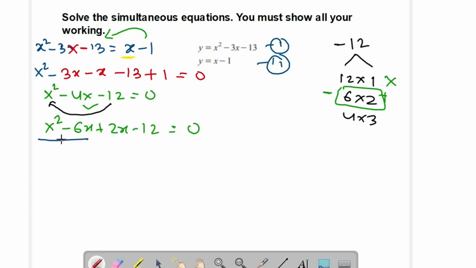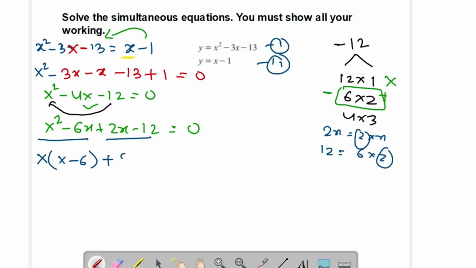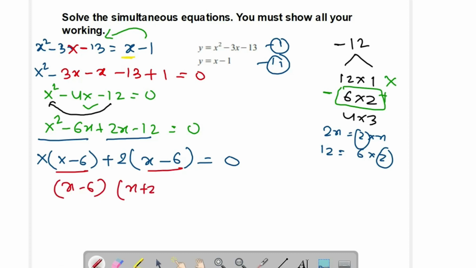Now we can do the grouping of these two. We write x common, x minus 6, and 2 into x. And 12 we can write as 6 into 2, so 2 is common, and what remains is x minus 6. Now x minus 6 is common, so we write x plus 2. So we get two answers: x is equal to 6 or x is equal to minus 2.